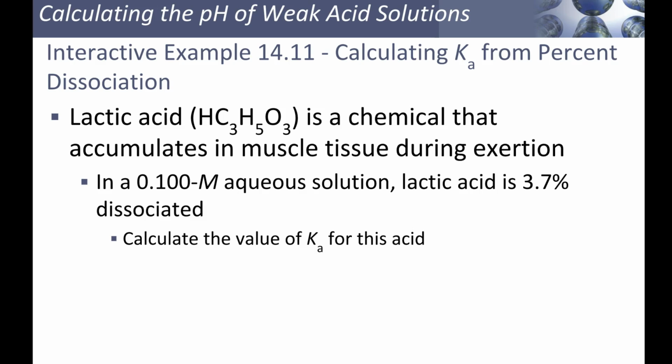Okay, so how do you do this? Divide by 100, first of all. But what does 3.7% dissociation, once you convert that to 0.037, mean? That's how much of the lactic acid is dissociated overall, the amount dissociated over the initial amount. So if I say x over 0.1 equals 3.7%, what is my x?